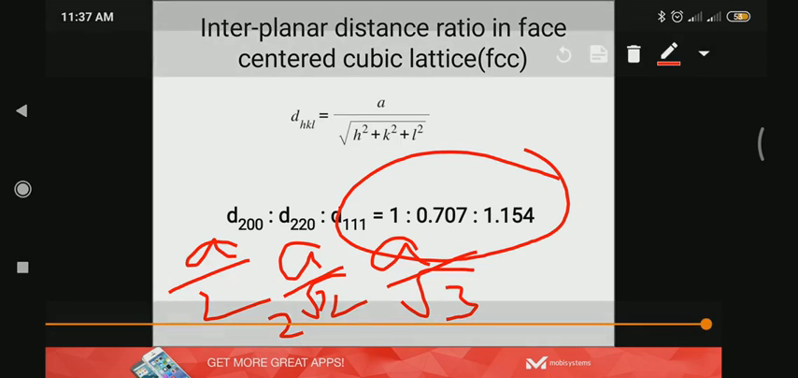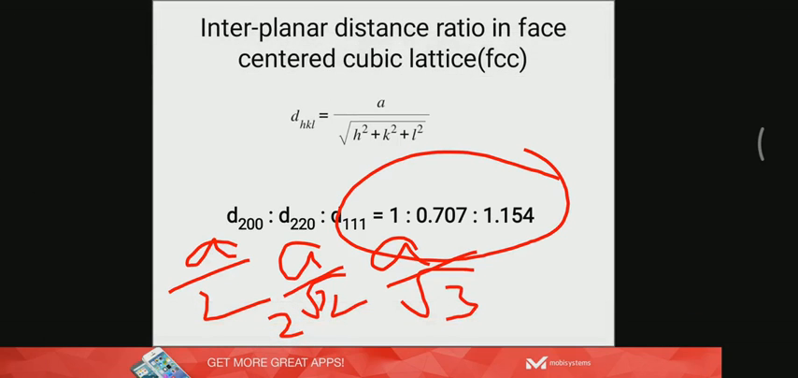So it is interesting to compare these three values for primitive cubic, body-centered cubic and face-centered cubic. Finally, what is the application of this interplanar distance ratio? In the coming classes, we will discuss X-ray diffraction studies of crystals, from which you can get the interplanar distance ratio experimentally. Comparing the experimental value with this theoretical value, we can identify the lattice type with the help of the interplanar distance ratio.